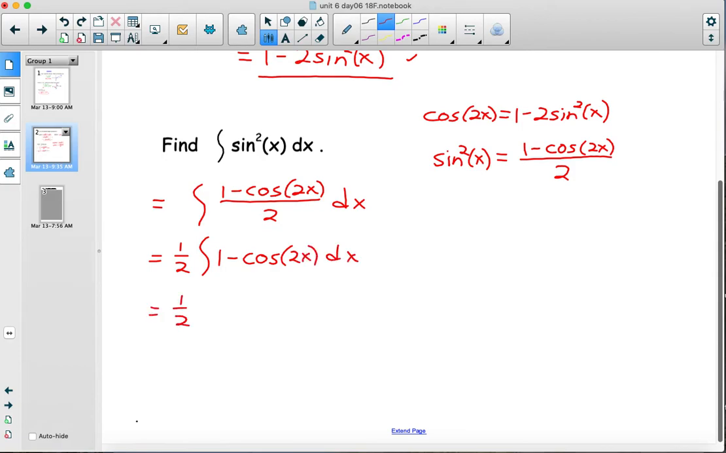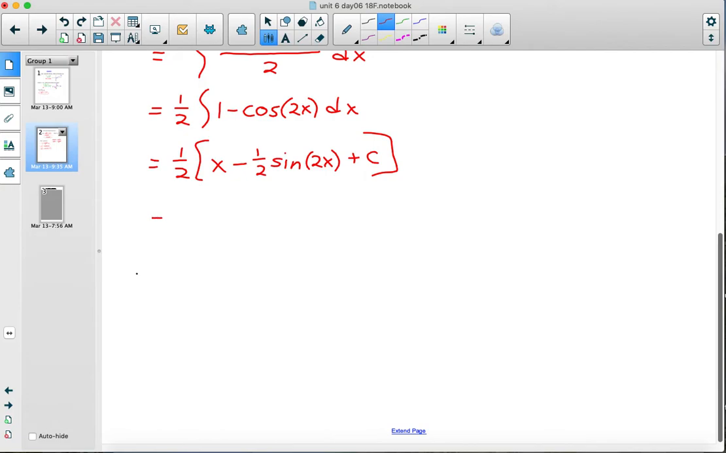Okay, so the antiderivative of 1 is 1x. What's the antiderivative of cosine of 2x? Well, it's going to be the sine of 2x, except when you take the derivative of sine of 2x, with the chain rule you also have to take the derivative of 2x, and that would give us a 2, so I need to offset that with a 1/2, and then plus any constant. So, differentiate that just to make sure you get 1 minus cosine of 2x, and you'll see that you will.